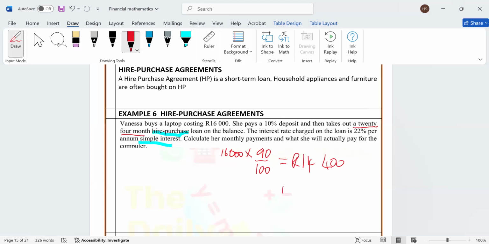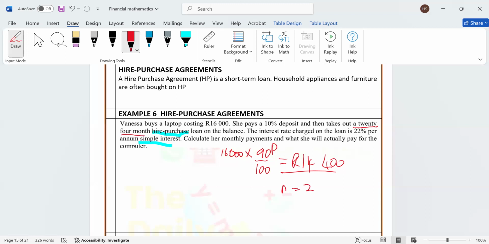So we're going to collect our data. What is this one? Is it the accumulated or the principal? This one is the principal. So we have our principal amount as 14,400. We have our N as 2.